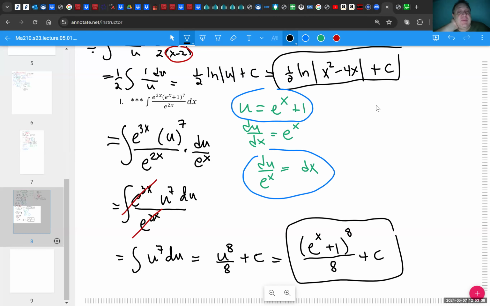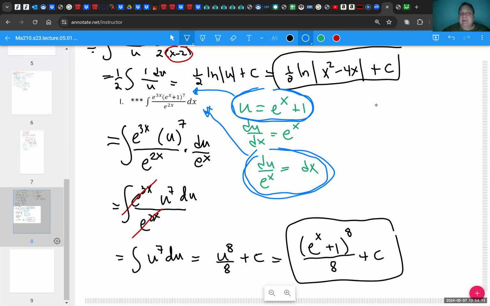All right, so hopefully you gave that a try, and I've written out my solution. My choice for the u was e to the x plus 1, the stuff inside the parentheses, not e to the x plus 1 to the 7th. That ends up being very complicated to differentiate and to substitute. But just e to the x plus 1 works brilliantly. I took this and found the dx part. dx is du over e to the x. And I put that in for dx, and I put this thing in for the u.